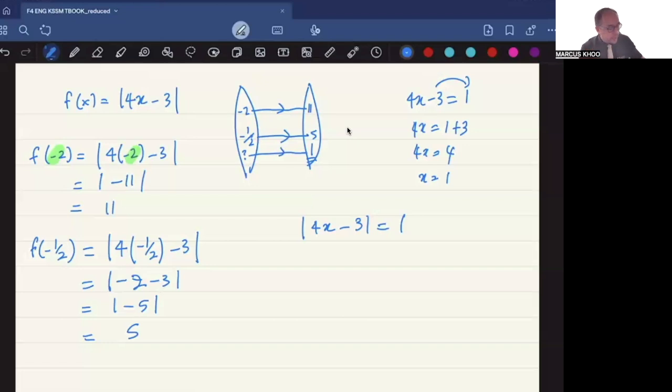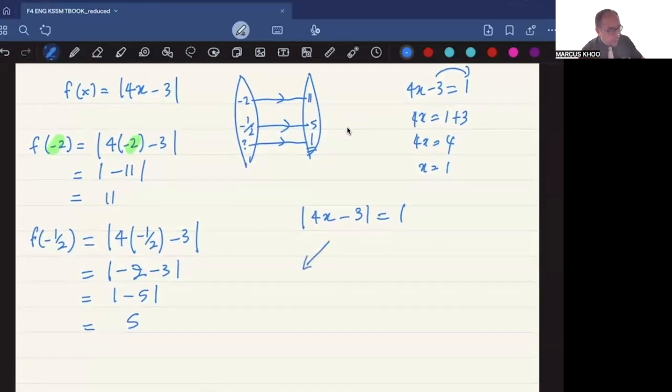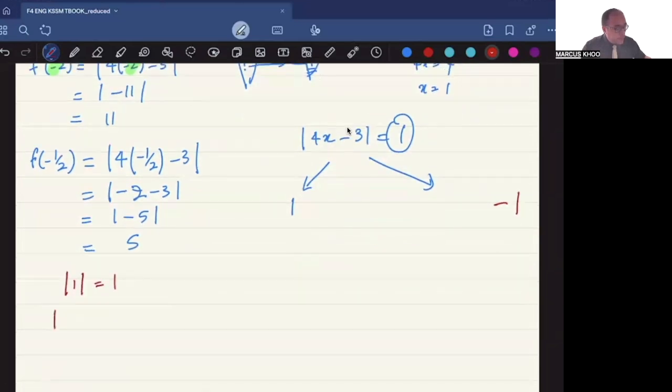The two different answers: one is obviously 1, but the other one will be negative 1. Because you remember, if you take the modulus of 1, you get 1. But if you take the modulus of negative 1, it will also give you 1. So our final answer can actually have a possibility of two different answers.